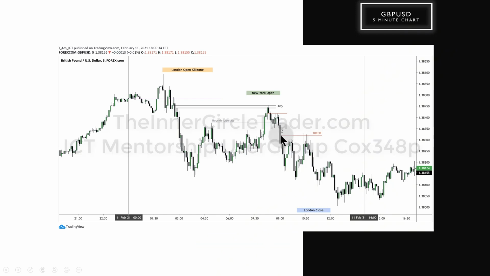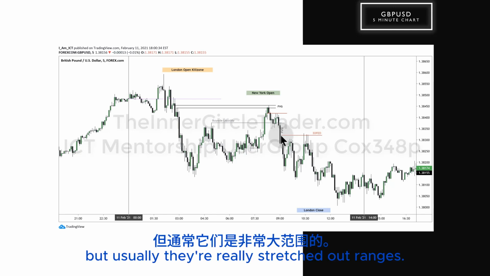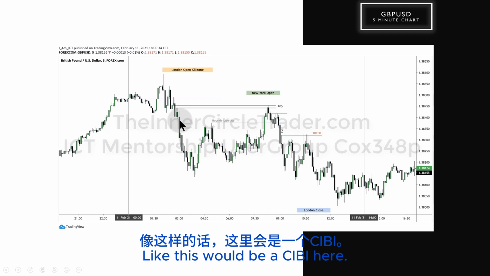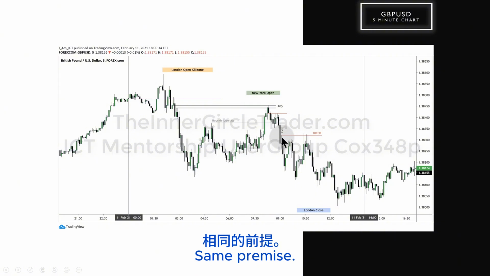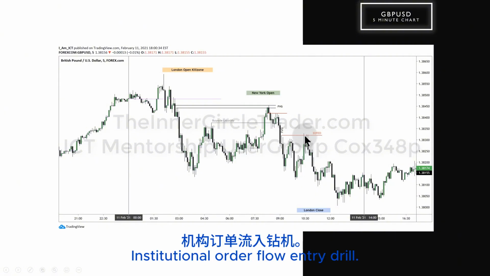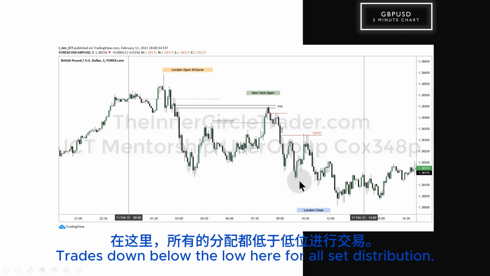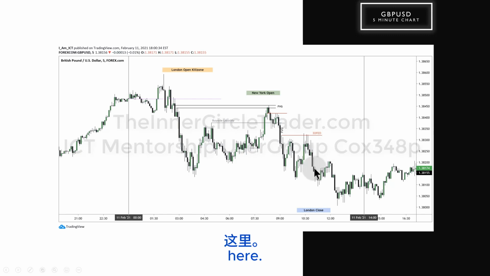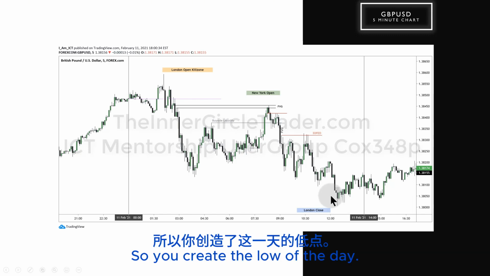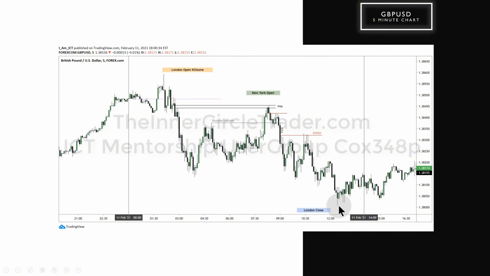Then we have a high that runs down, creates a sell side imbalance, buy side inefficiency, fair value gap. They're interchangeably used as I give the commentary, but usually the really stretched out ranges, like this would be a SIBI here, and this is a little bit smaller, so it's a fair value gap. Same premise. Trades up institutional order flow entry drill, and then sells off, but this is an optimal trade entry as well. Trades down below the low here for offset distribution, and another return back in here. Sells off one more time, offset distribution. So we create the low of the day a little bit outside of the London close time period, which is fine.